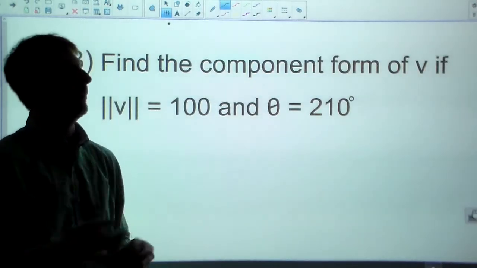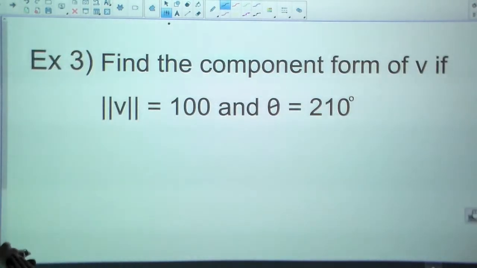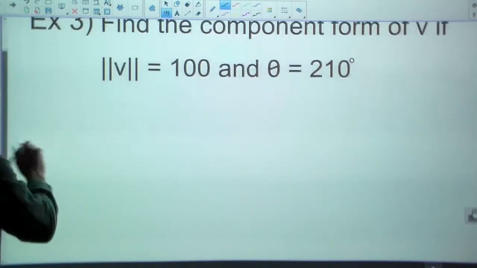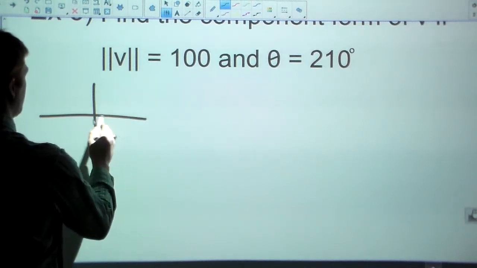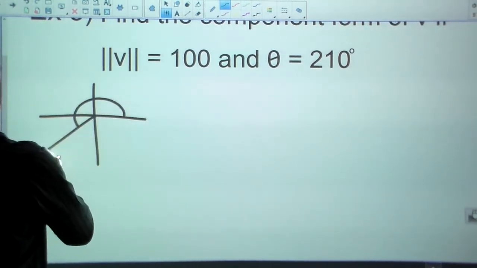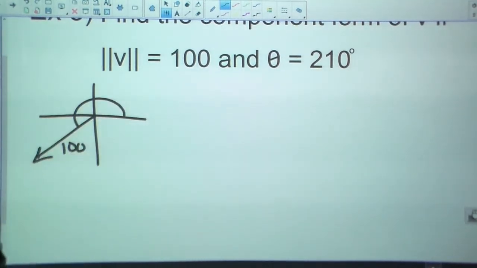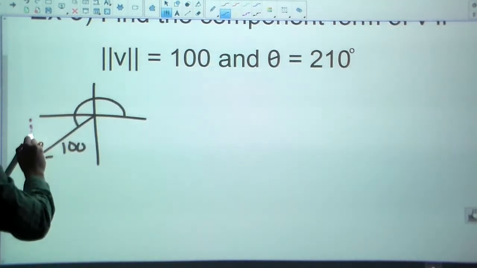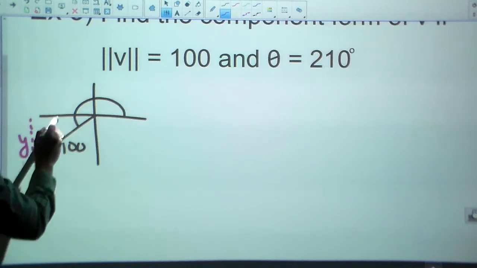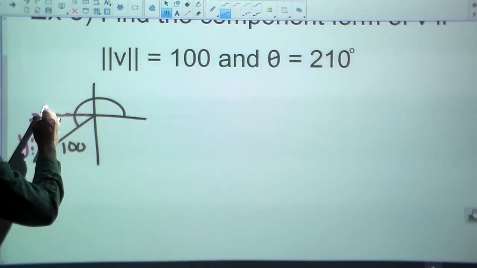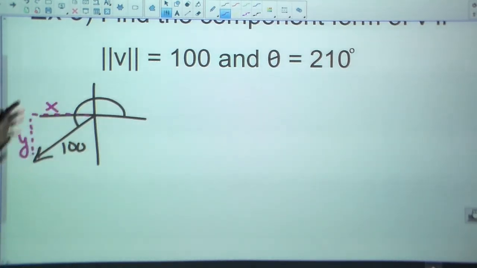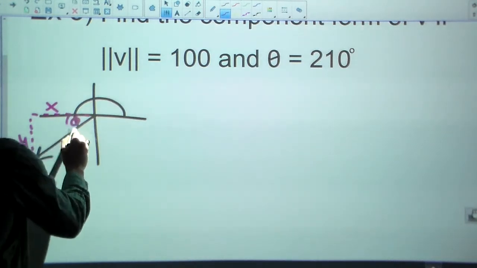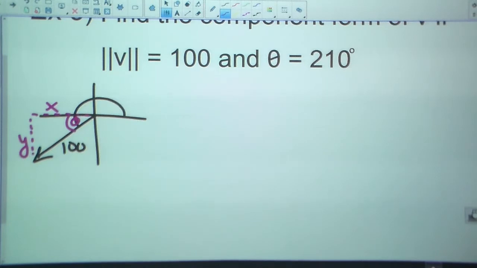We're going to wrap up today with finding the component form of a vector with a magnitude of 100 and in the direction of 210 degrees. So again, quick sketch, 210 degrees, that's down here. And the magnitude of this vector is 100. I want the component form, so basically what I'm looking for is how far did I go in the y, how far do I go in the x. Both of these should be negative because we're in the third quadrant. And I'm going to draw my little reference angle there.